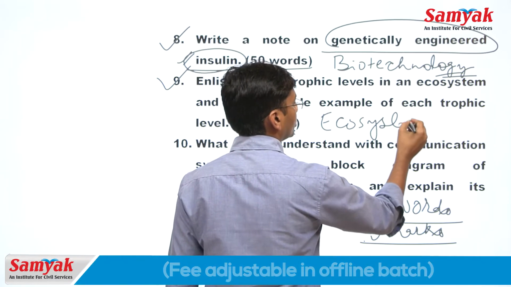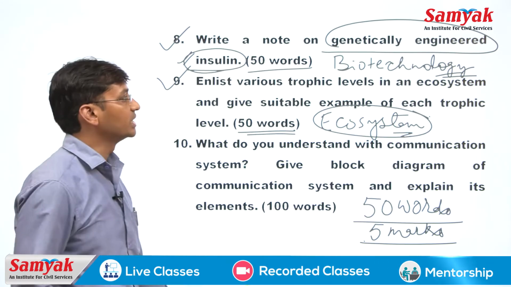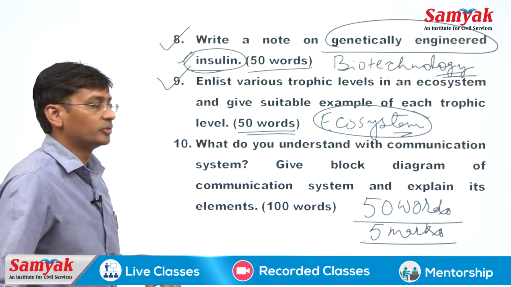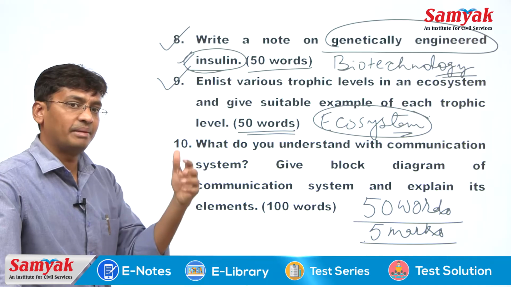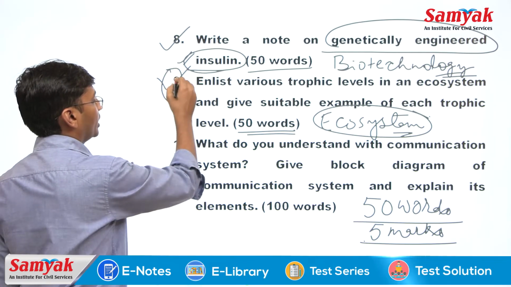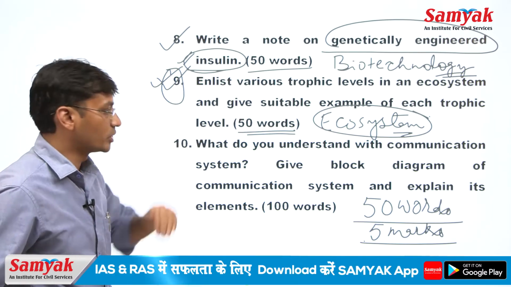When we understand this topic in detail, we will come to know about the various trophic levels as well as the example of each trophic level. Each trophic level like producers, primary, then secondary, then tertiary, quaternary. And we will discuss this in detail when we understand the topic ecosystem.